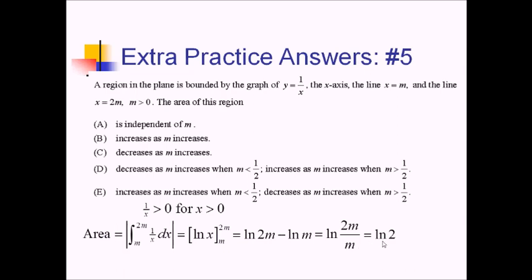Okay, so we're told that the area is ln of 2. So what does that mean in terms of all of this stuff? Well, the area, it doesn't really matter what m is. This is always going to be the case. So the area appears to just be independent of m. Since the area is a constant, we don't care what m is. That would be choice A.